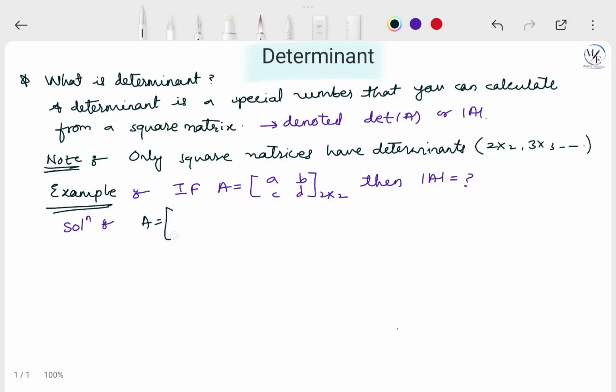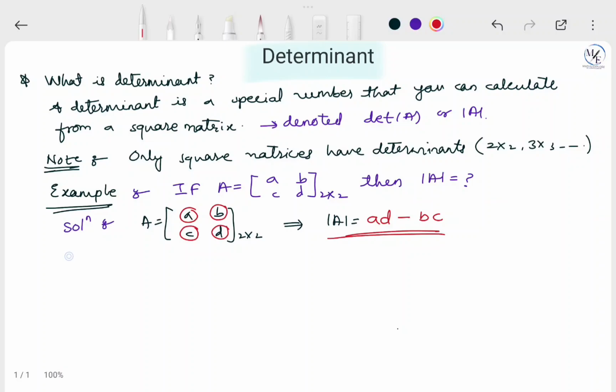A is equal to matrix A, B, C, D, 2 cross 2, then determinant of A is equal to, first multiply the top left number by the bottom right number. And second, multiply the top right number by the bottom left number, and minus them. This is the formula for a 2 by 2 matrix.